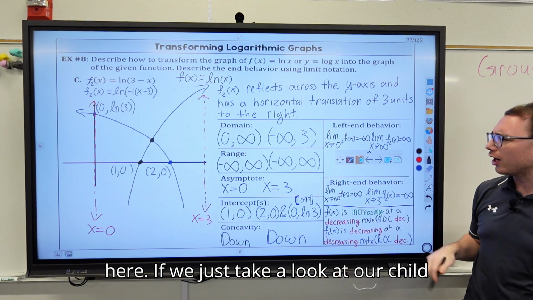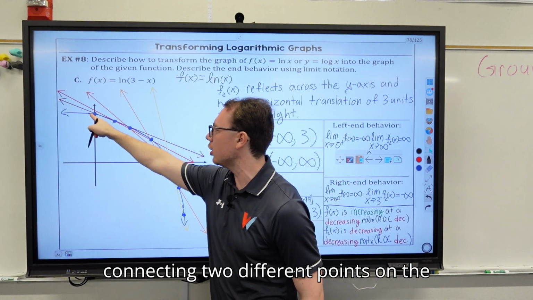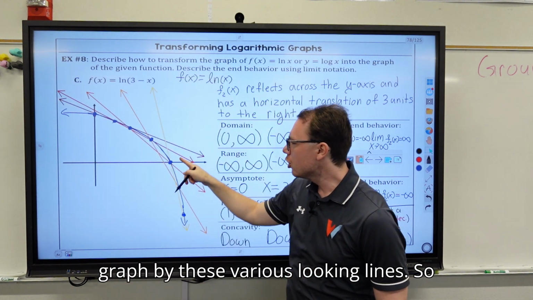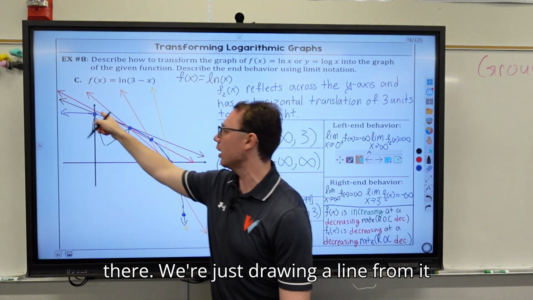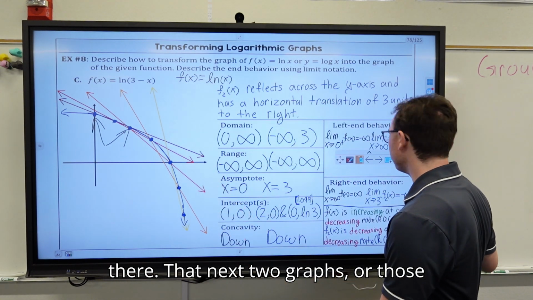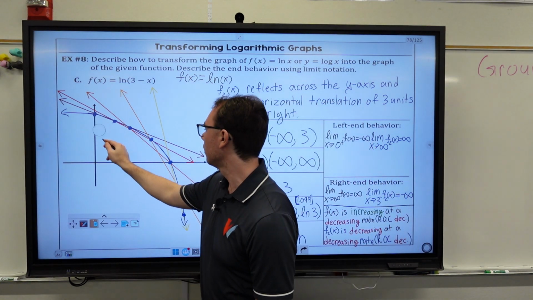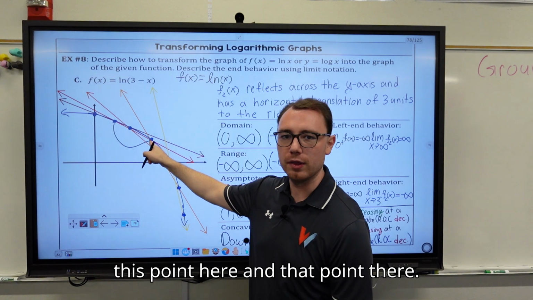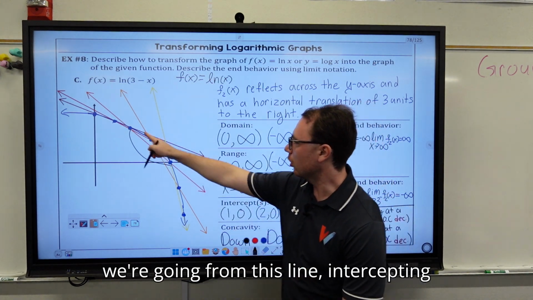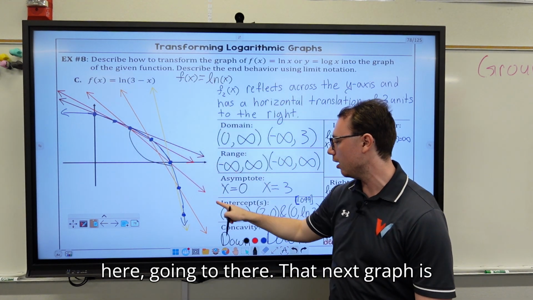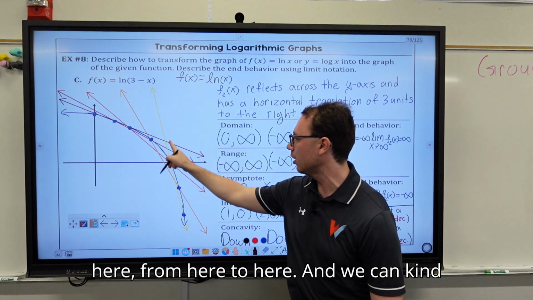If we just take a look at our child function here, imagine that I'm connecting two different points on the graph by these various looking lines. So this dark maroon line here is connected from that point here and that point there. We're just drawing a line from it there. That next one, or that red line there, is just connected from this point here and that point there. That next graph is these next 2 points. So we're going from this line, intercepting here, going to there. That next graph is intercepting from here, going down to here. And that final one is going from here to here.